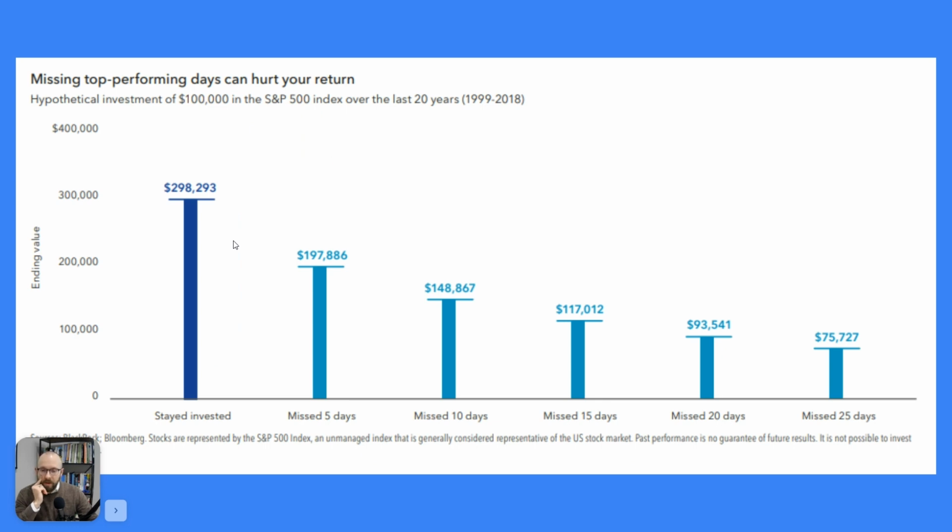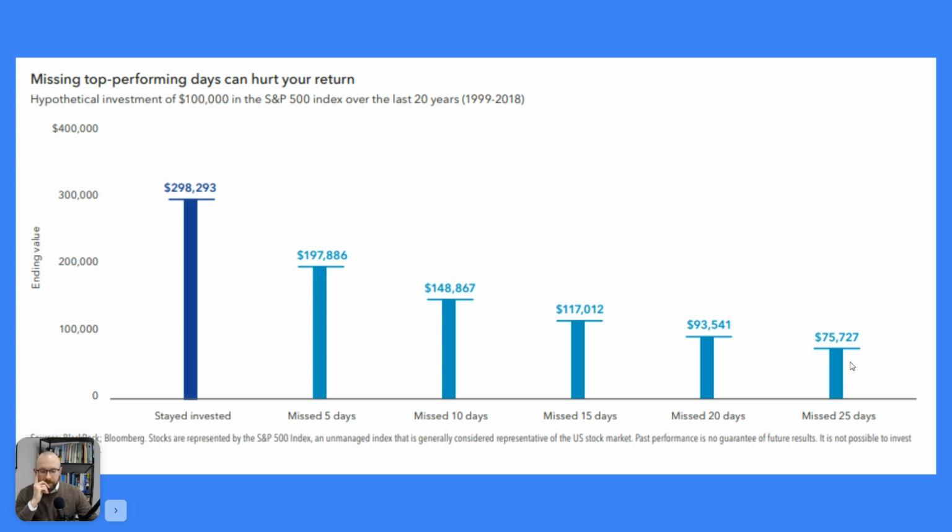If you had just held, made a $100,000 initial investment, you would have seen that grow to about $300,000. If you missed the best 5 days, you drop. So 5 days out of that roughly almost 20-year period, you lose. Best 10 days, you drop again. Best 15 days, best 25 days. So you miss a little under a month, you miss a February essentially, and only then do you actually lose money over that period of time.